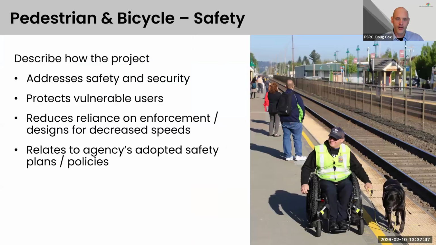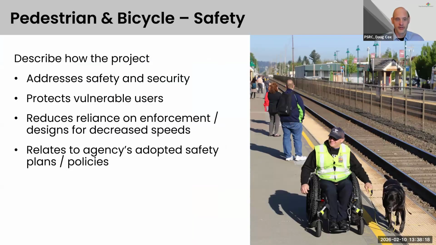And then the last component for the pedestrian and bicycle category is safety. It accounts for the remaining 18 points. And we first ask you to describe the safety issues that the project will address. So we want to know if there's a specific existing safety or security issue, or if there's an anticipated issue emerging. And then we'll also ask you to describe how the project will improve conditions for people walking, riding bikes, and any other vulnerable users of the transportation system.